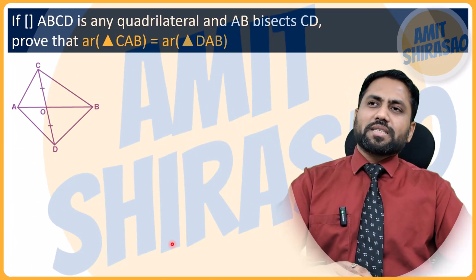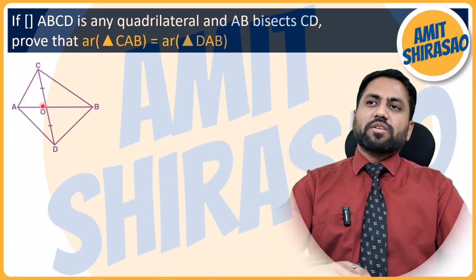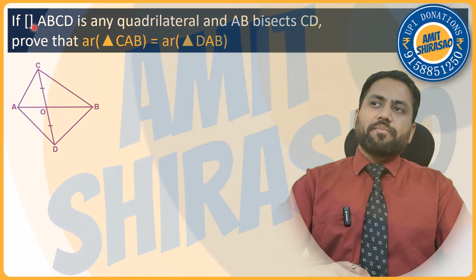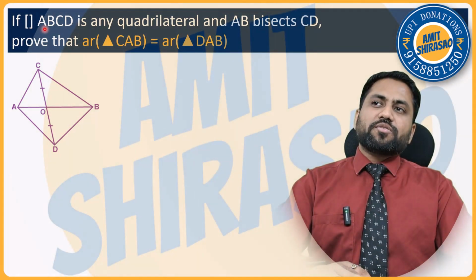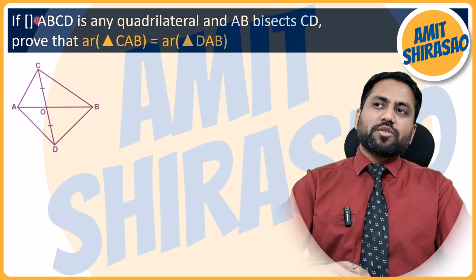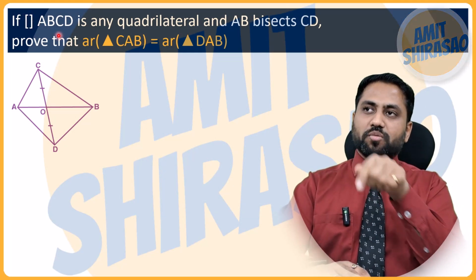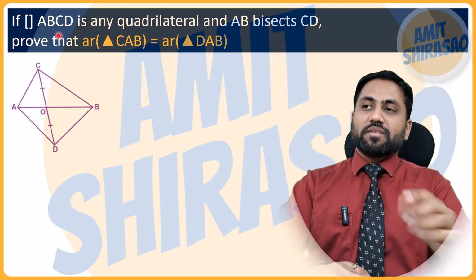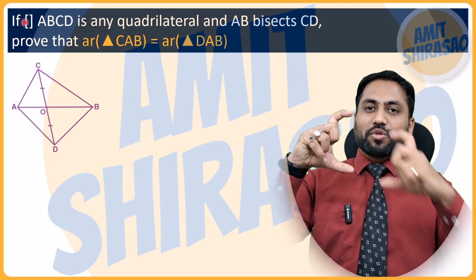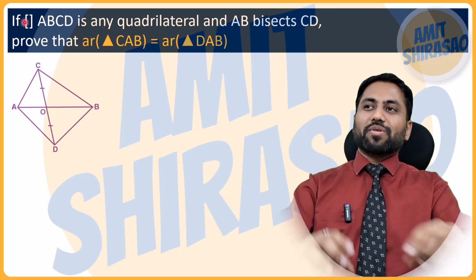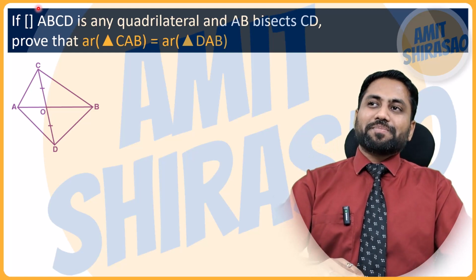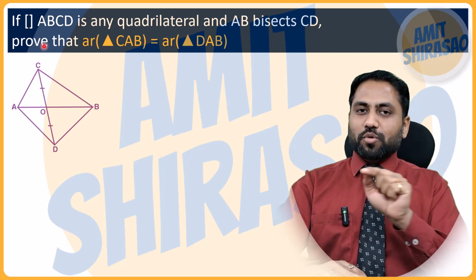I think this is the last example. I found this on Byju's, so credit to them. If quadrilateral ABCD, actually I should be drawing a quadrilateral symbol over there, but I did not find that symbol anywhere, so I have used two square brackets to make them look like a quadrilateral. But in the exam you will draw a quadrilateral symbol.